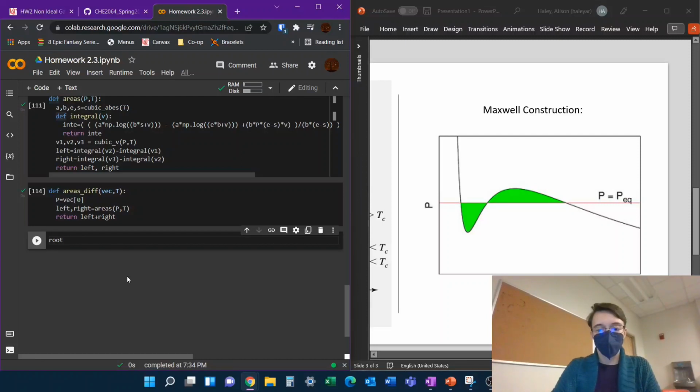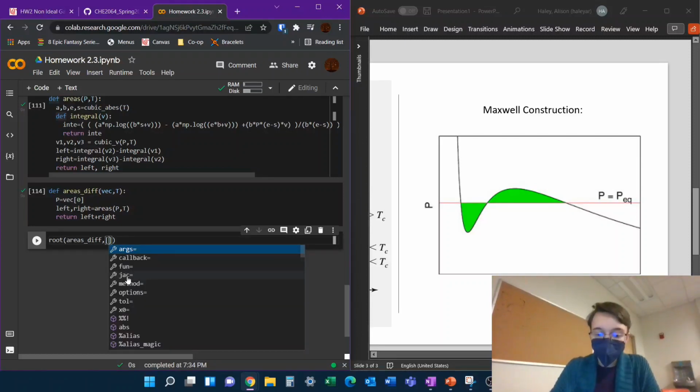So, use the root function. First we need to input which function we're minimizing. So, minimizing the areas difference function. Next, we're going to want to input the vector that it's going to look for. And again, this vector is just going to have one pressure in it. So we're going to input our initial guess for the pressure. So this will change as it iterates through different values, but we need to provide it the starting value to start with. So let's go with 1e4 Pascal.